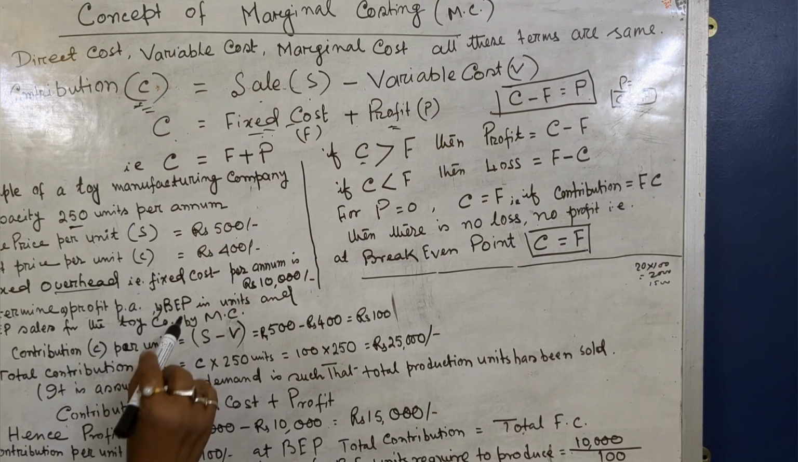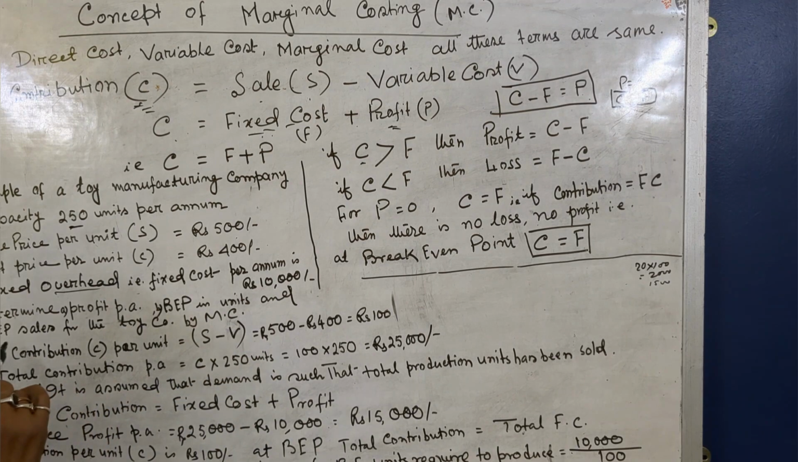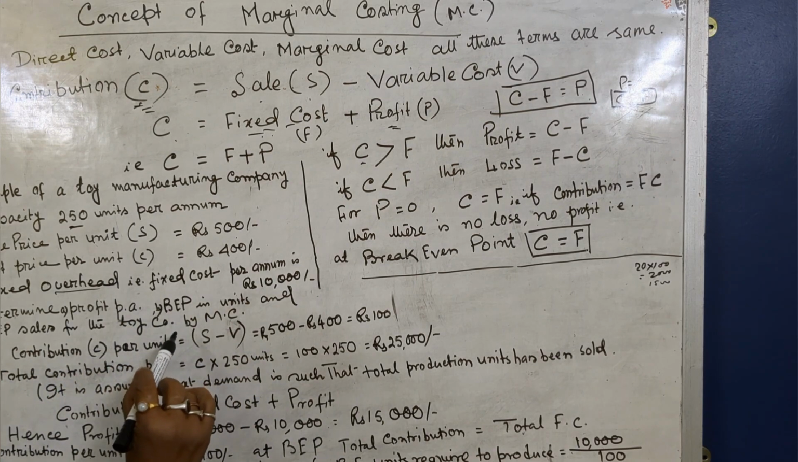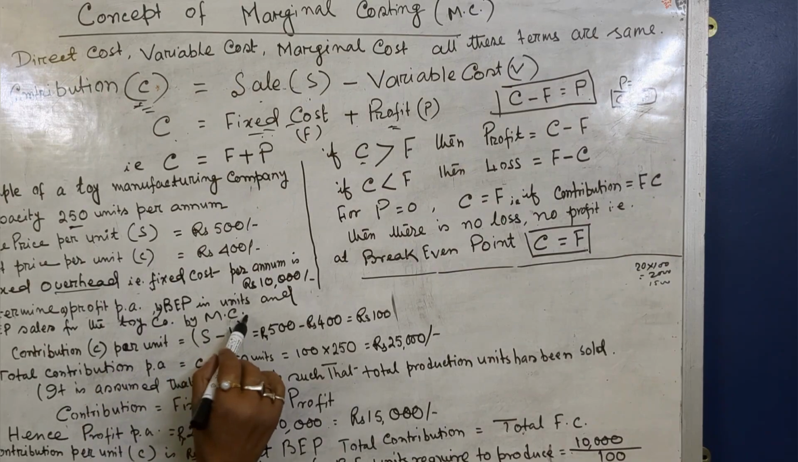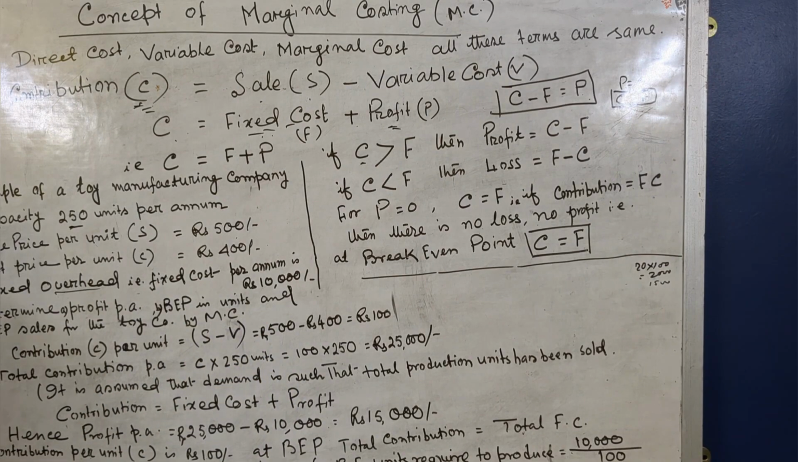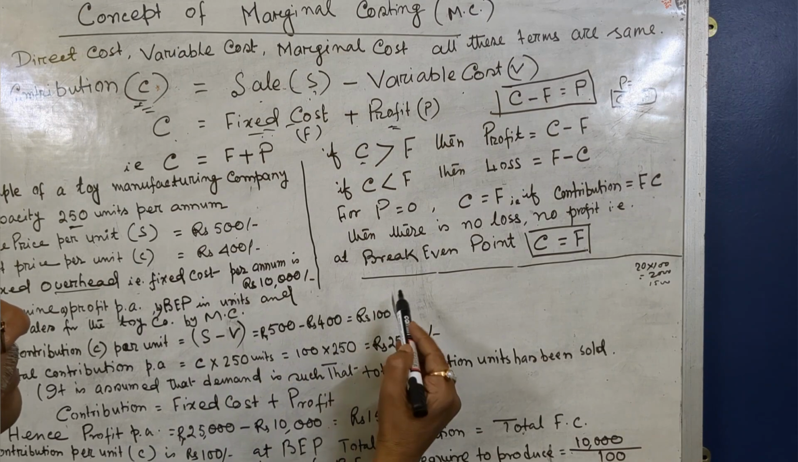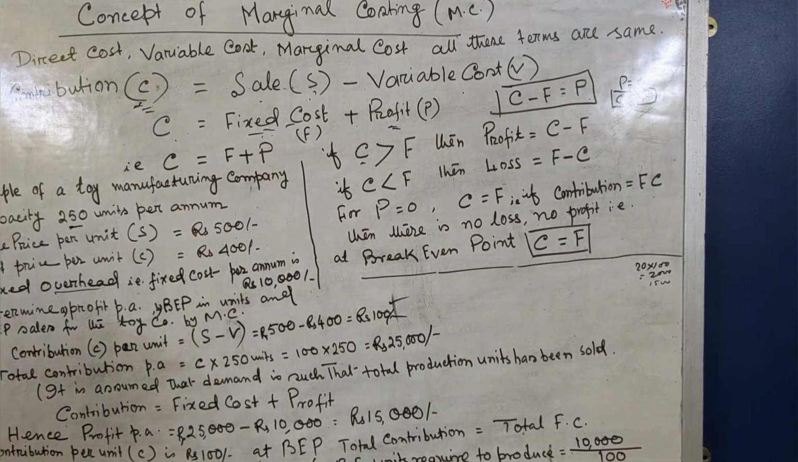A, B. Break-even point in units and break-even point in sales for the toy manufacturing company by the marginal costing method. How will we solve this problem? It is shown here. Contribution per unit, C, I have already discussed here: contribution is sales minus variable cost. First, find the contribution per unit, S minus V, where V is the variable cost per unit and S is the sales price per unit. 500 minus 400, that is rupees 100 per unit, is the contribution.